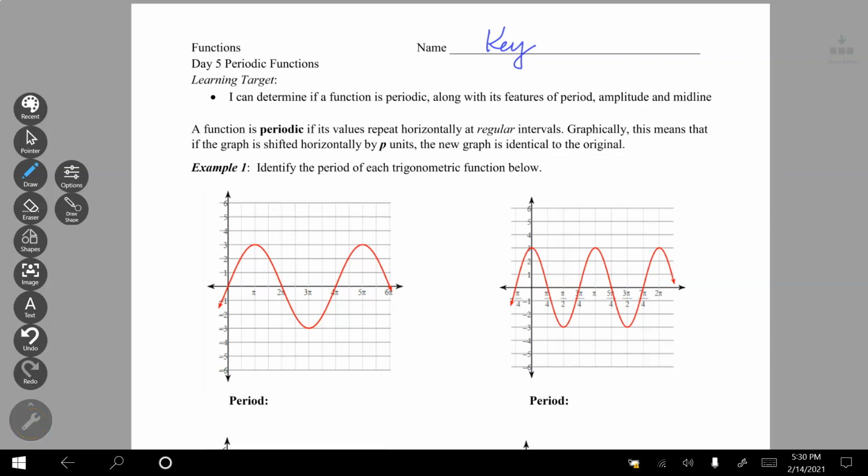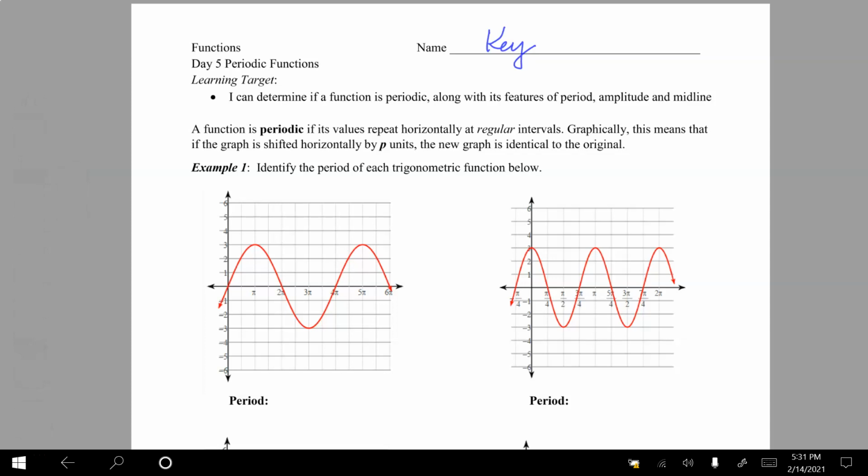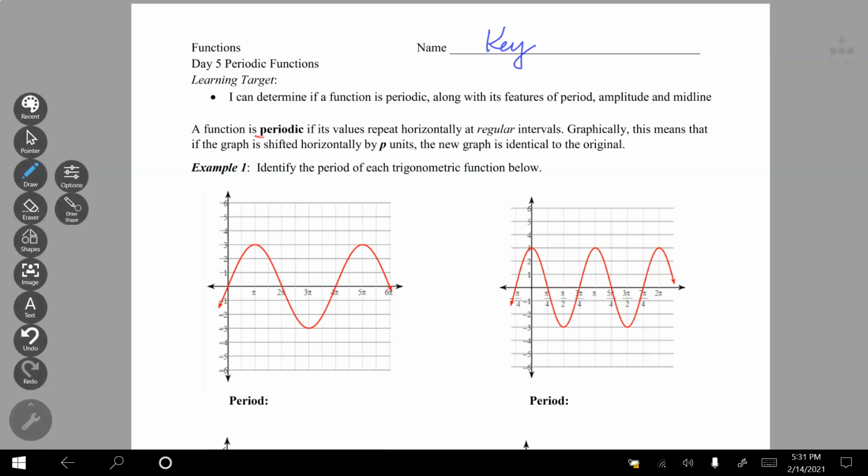Welcome to day 5, periodic functions. We talked about periodic functions last class when we did the graphs of sine and cosine. We said sine and cosine were periodic because they do repeat over and over and over again horizontally. So a periodic function repeats horizontally at regular intervals. In other words, if it repeats, it's got to be the same amount of x every single time that it repeats. So it's basically making a rubber stamp of what the graph could be.